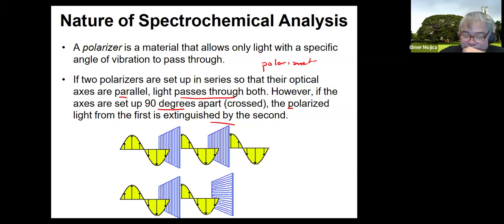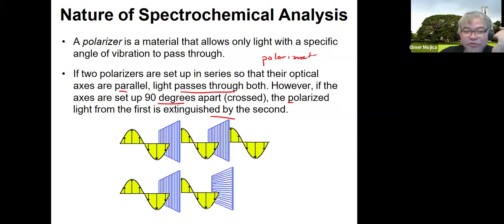Okay. Now, in everyday life, what is an example of a polarizer? Anyone? Ginagamit natin to during summer. What's a classic example of a polarizer? Okay, the sunglasses. Sunglasses is a very good example of the polarizer.